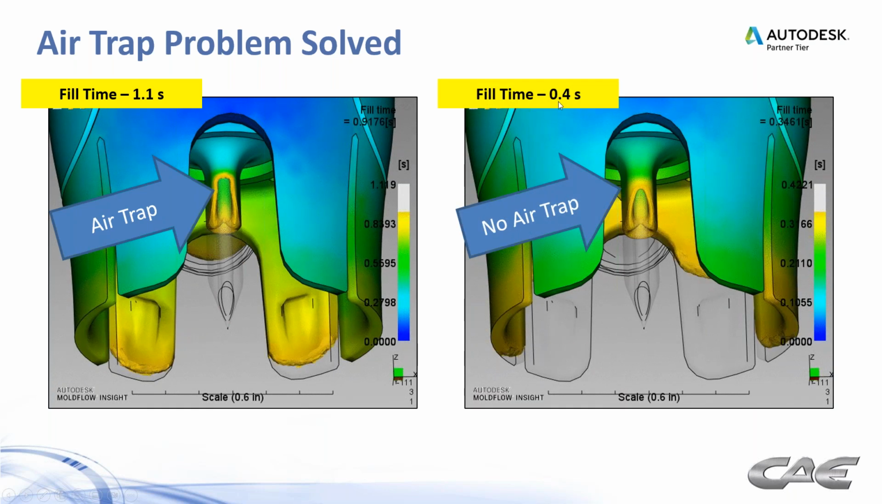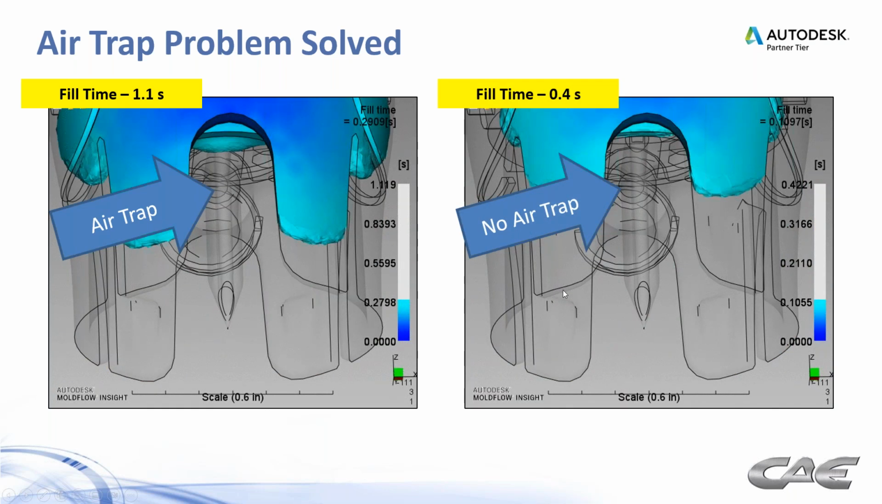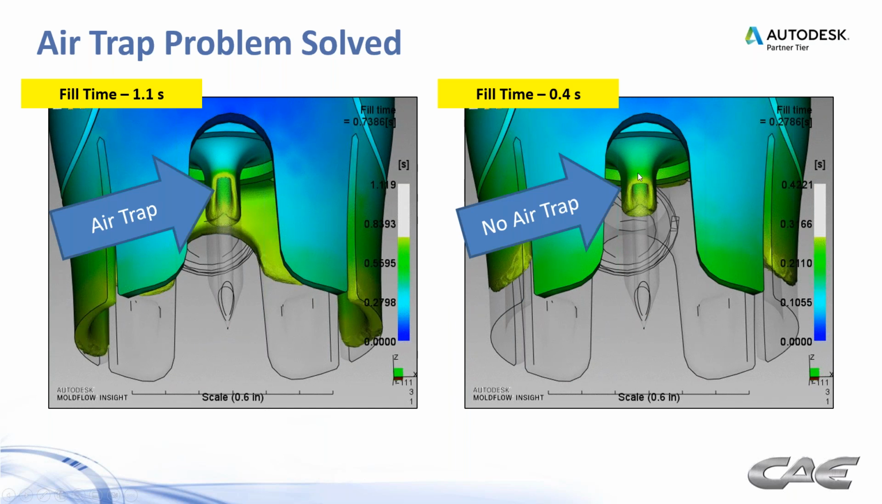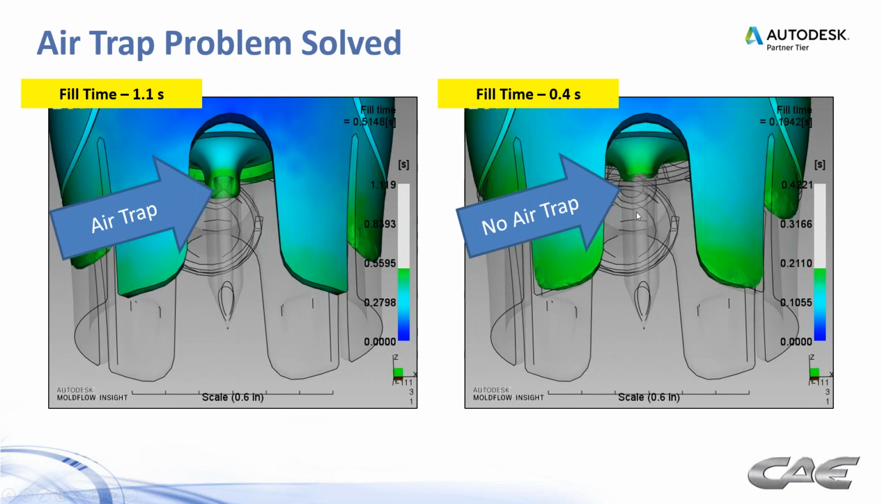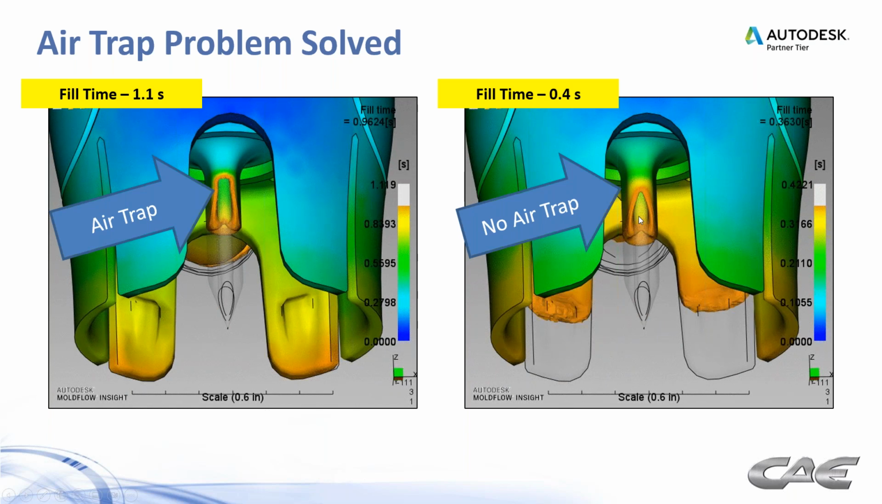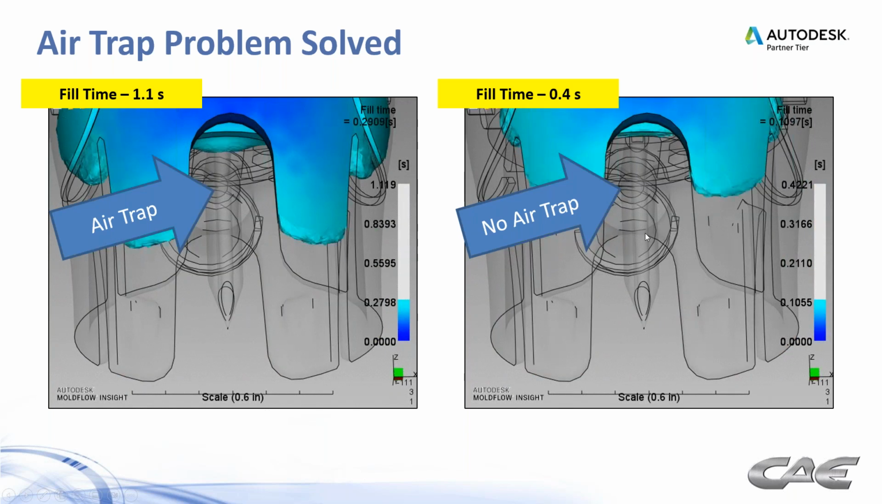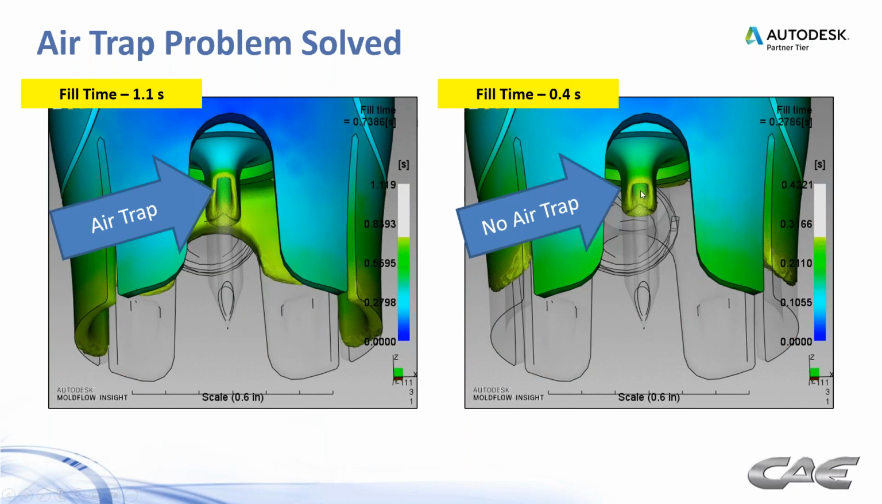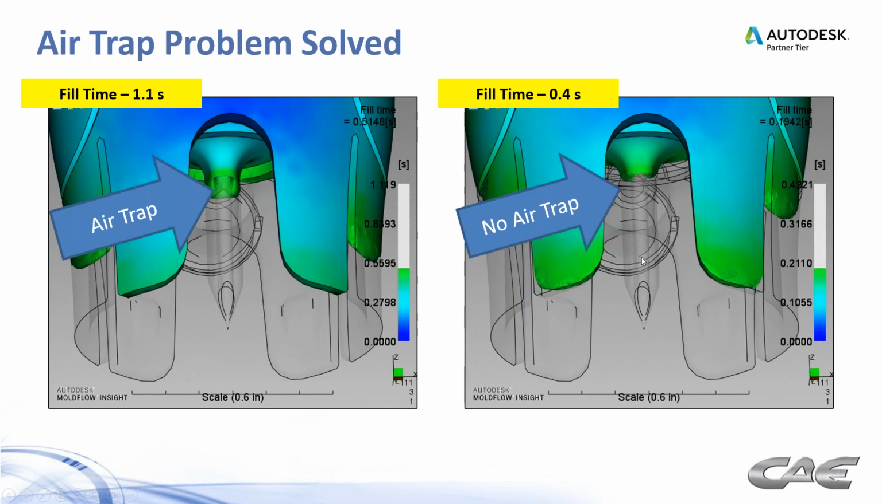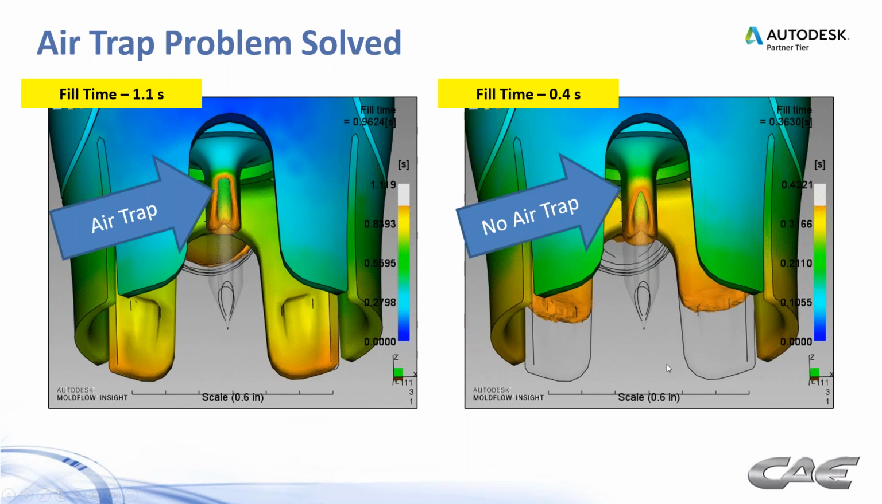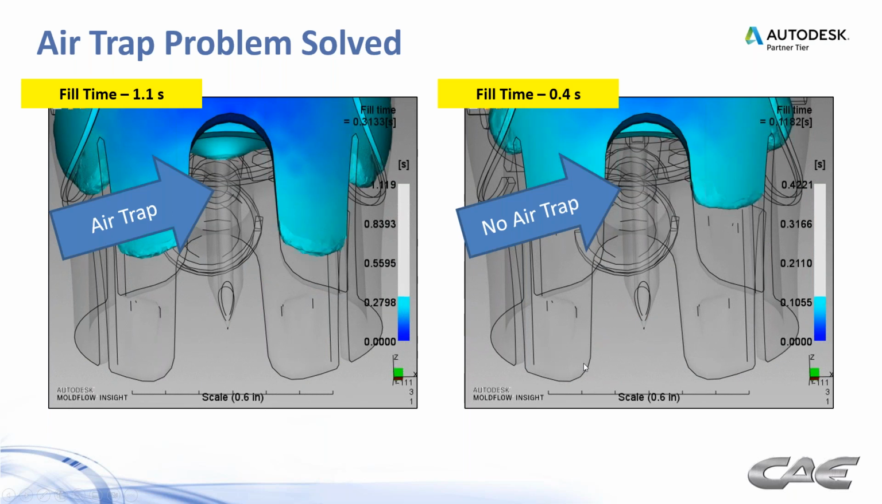By filling it twice as fast, essentially almost 3 times as fast, you can see we're able to change that air trap into more of a knit line. You still see some major hesitation there, and this thing is really just screaming for a wall thickness increase. But short of being able to do that, we can mitigate that with a little bit faster fill speed.